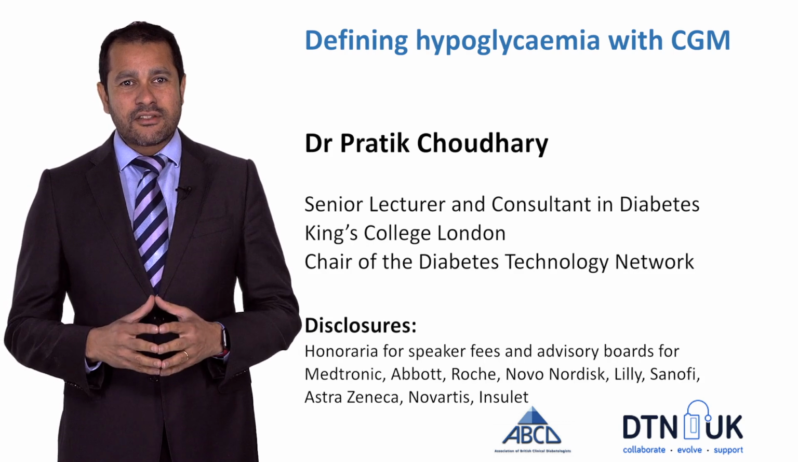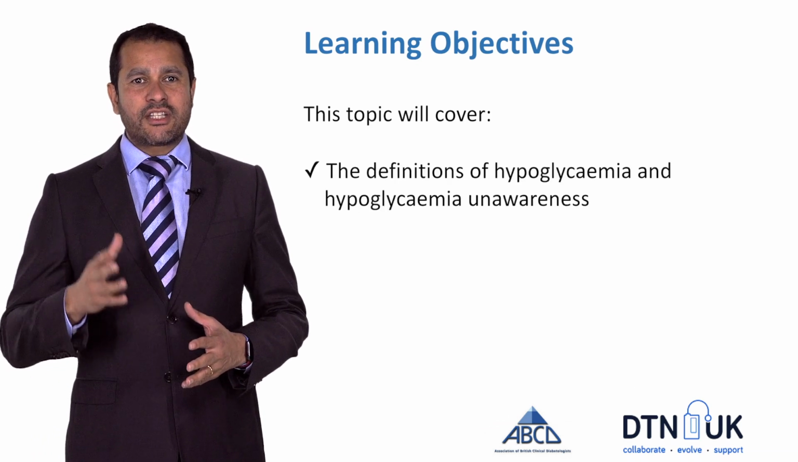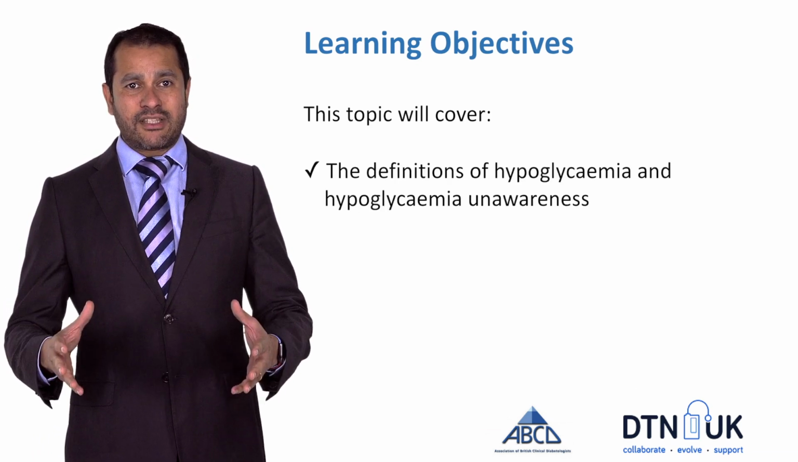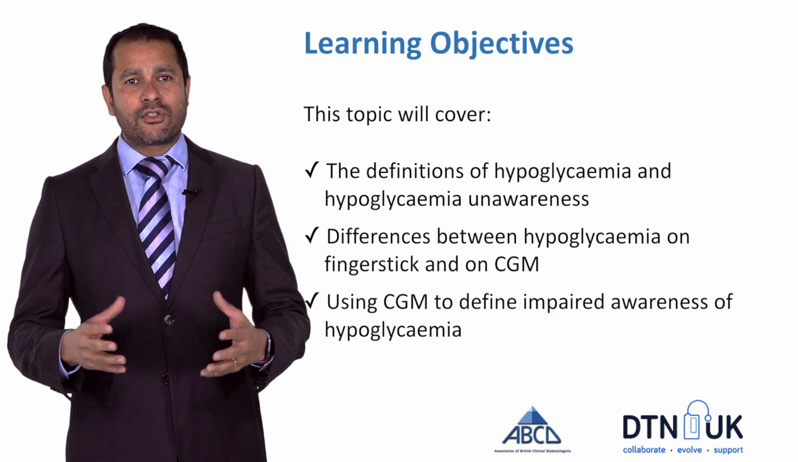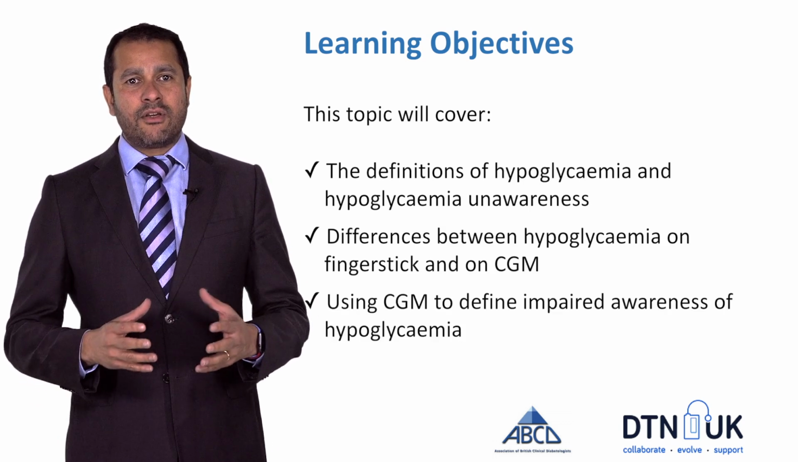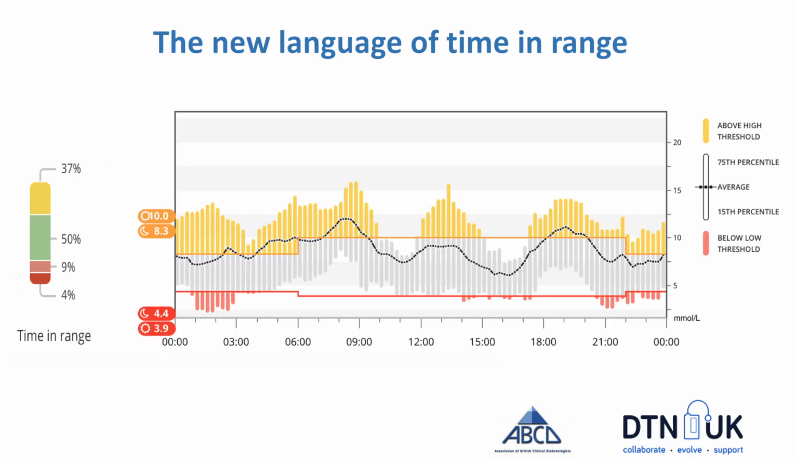These are my disclosures. By the end of this topic, you should be able to understand the definitions of hypoglycemia and how we define it using continuous glucose monitoring, and also how we use CGM to define and interpret impaired awareness of hypoglycemia. So with the advent of continuous glucose monitoring, instead of getting just 3 or 4 readings through the day, we're getting almost 300 readings in some cases through the course of the day.